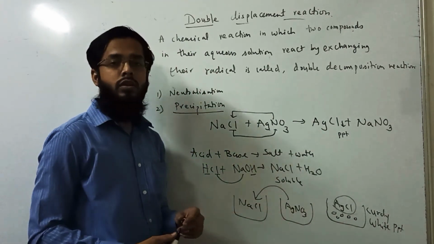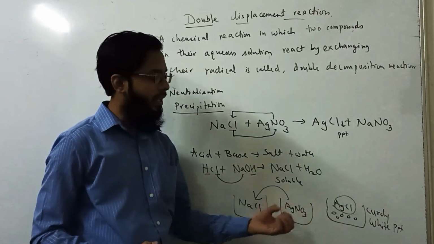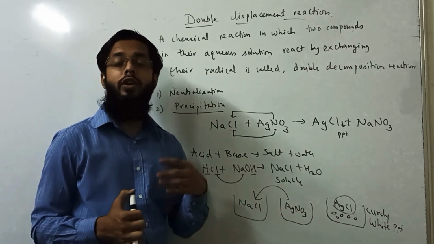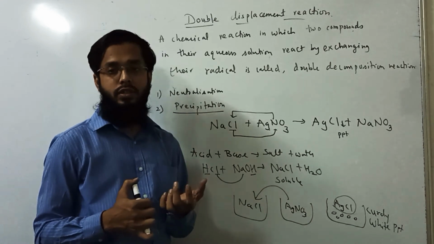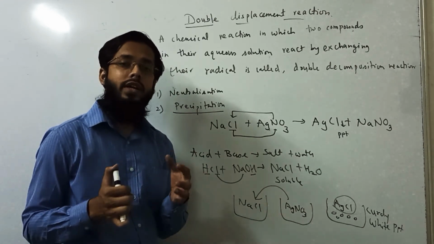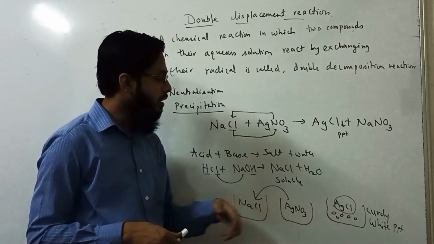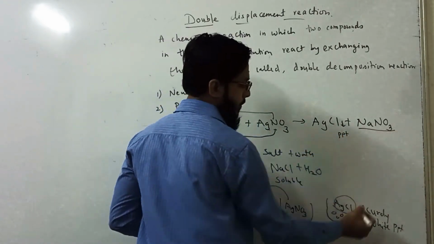Initially it was not here. So the formation of these white particles is known as precipitation. As I already told you in the last lecture, what is precipitation? It is formed during the reaction. It is not there before. So as it is insoluble, and also NaNO3 is formed.